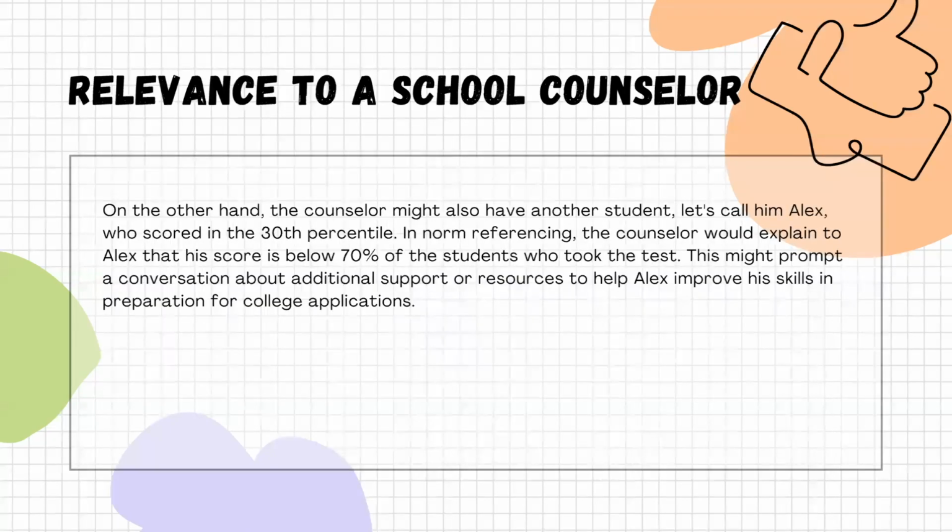Here's another relevance to a school counselor. On the other hand, the counselor might have worked with another student, let's call him Alex, who scored in the 30th percentile. In norm referencing, the counselor would explain to Alex that his score is below 70% of the students who took the test. This might prompt a conversation about additional support or resources to help Alex improve his skills for college application. So in both cases, the counselor is using norm referencing to help students understand their individual scores compared to the larger group of test takers. This information can guide discussions about future academic and career paths, potential areas for improvement, and support services that may be beneficial.